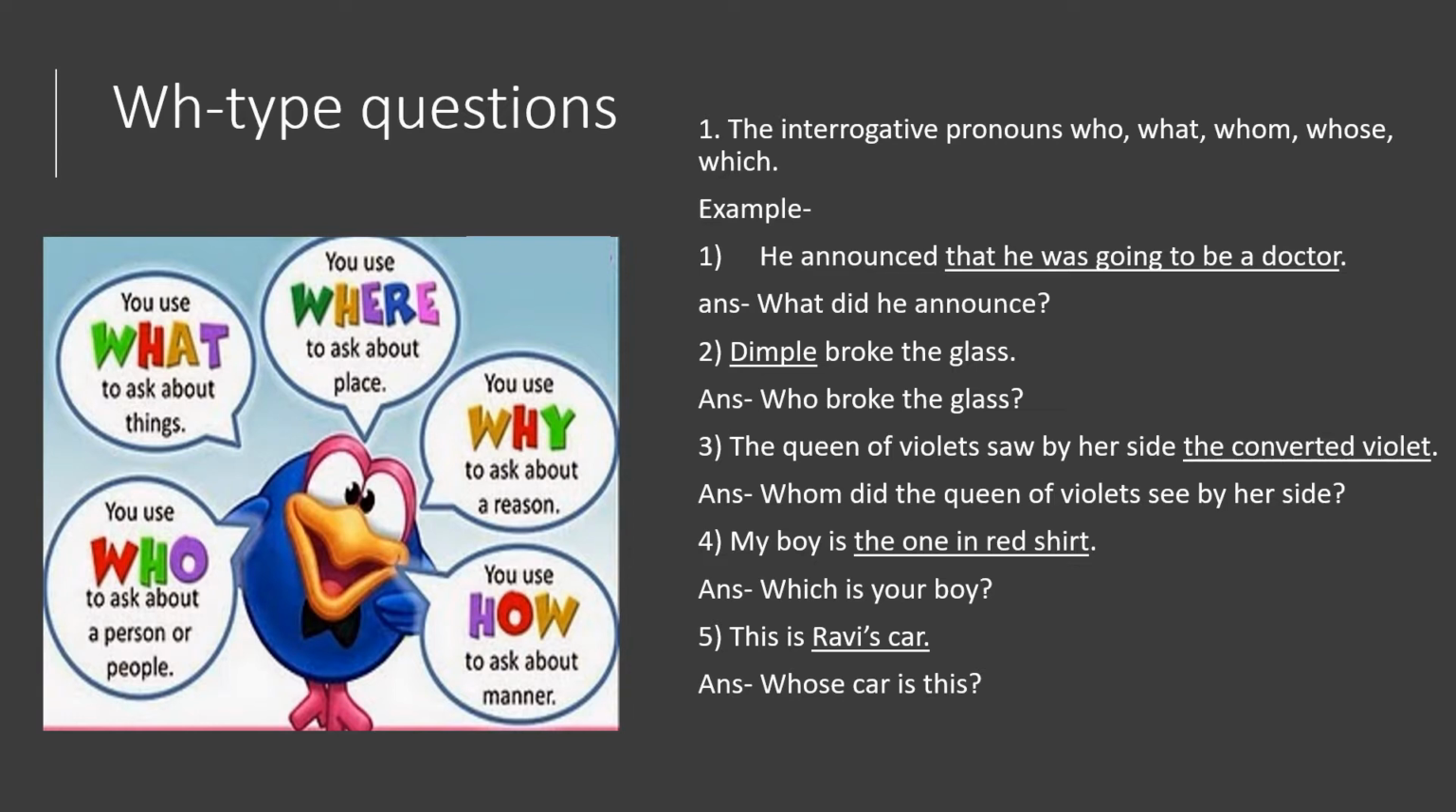Fourth, my boy is the one in red shirt. Which is your boy? The one in red shirt is my boy. Last one. This is Ravi's car. Whose car is this? This is Ravi's car.